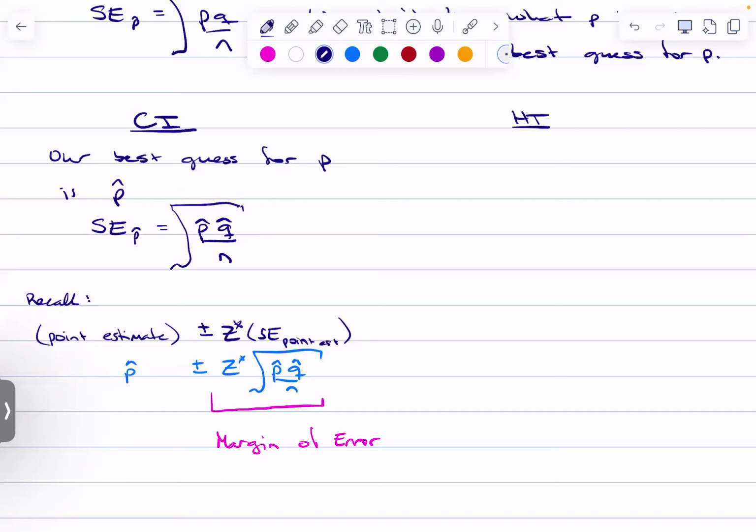If we're doing a hypothesis test, then we replace our best guess for p with the hypothesized value. I've got some idea of what I want to compare my sample proportion to, and so just generically, we call that p naught, because it's from our null hypothesis. For a hypothesis test, our best guess for p is the hypothesized value.